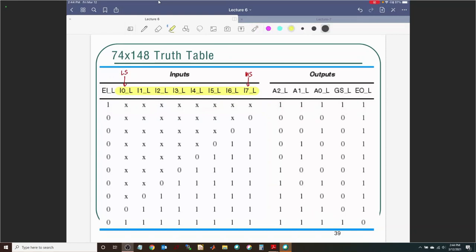But for the remaining cases, it is enabled. So for all of these, the chip is enabled. Actually, even the last one, all of those are when the chip is enabled. Now, in this case, if I7 is active, 0, it would encode that as all the outputs being active, 0, 0, 0. Remember, these are active low outputs. You did get something. GS_L is active. But I'm not enabling the output.